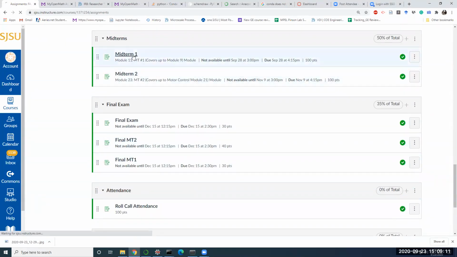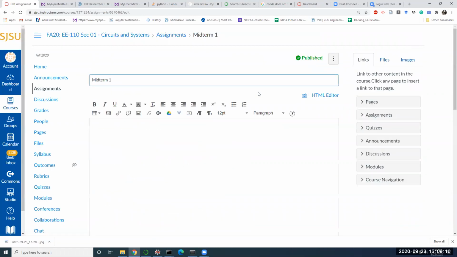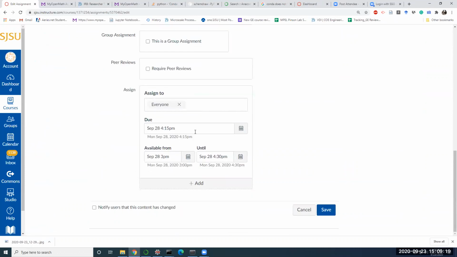So we look at midterm 1. It's due at 4:15, which would be the normal due time, but the until is 4:30, okay? And you can't see it until 3 p.m. So that 15 minutes is where you're scanning and uploading your form.